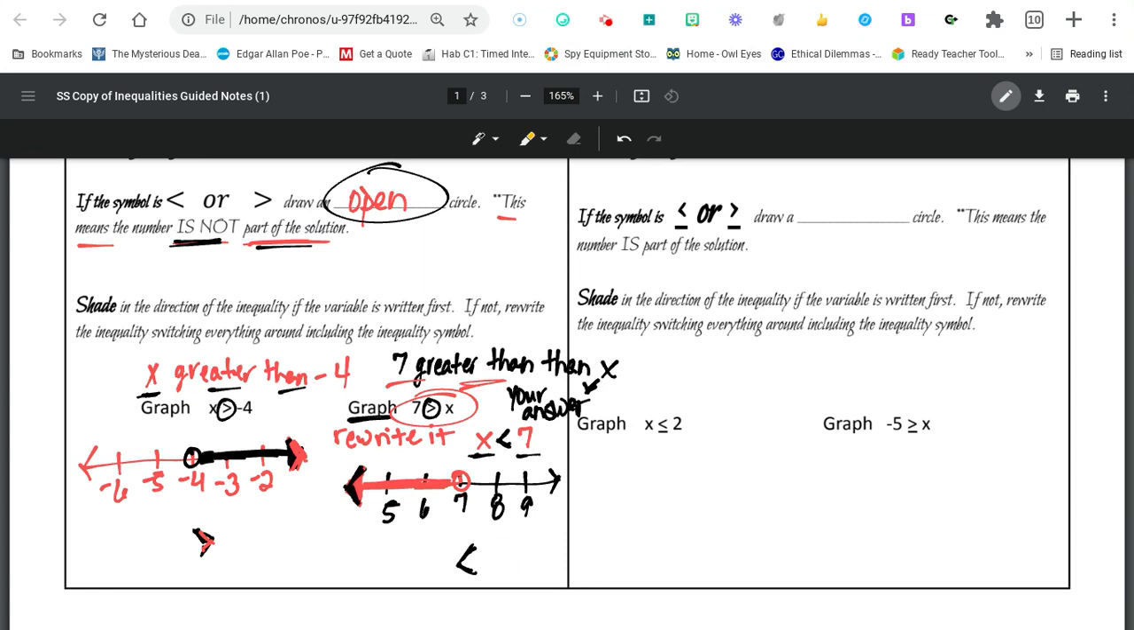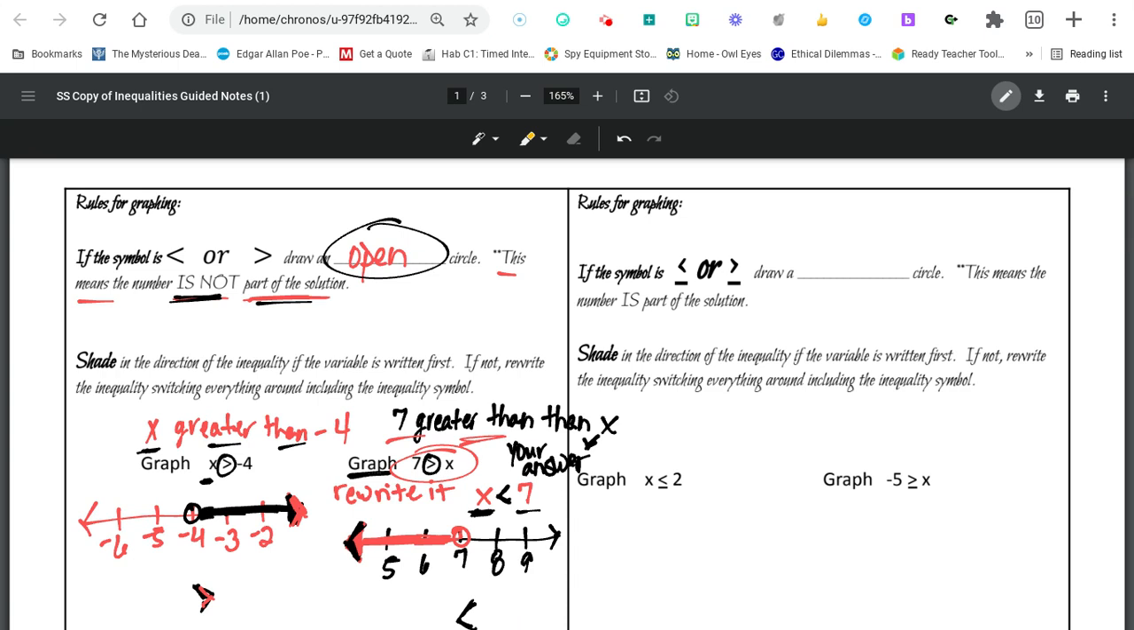But that little trick only works if your variable is first. Like here, your variable comes before your inequality. Here, the variable comes before the inequality. So that little trick of find the arrow end and shade in that direction will only work if your variable comes before the number in your inequality statement, okay?